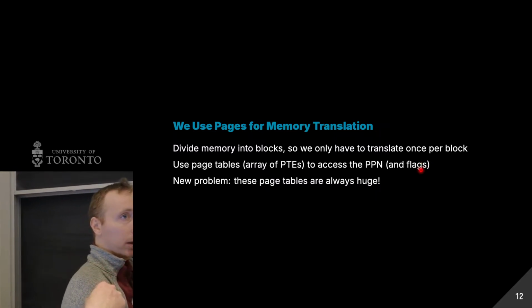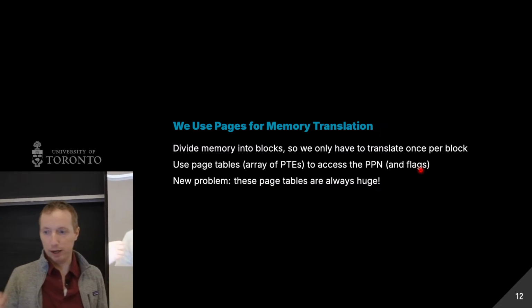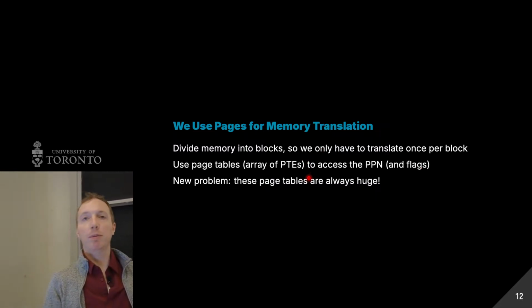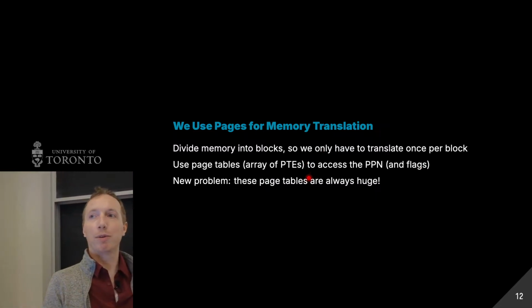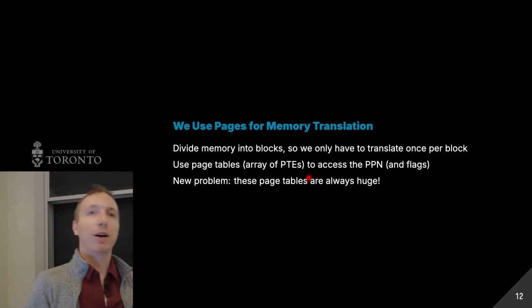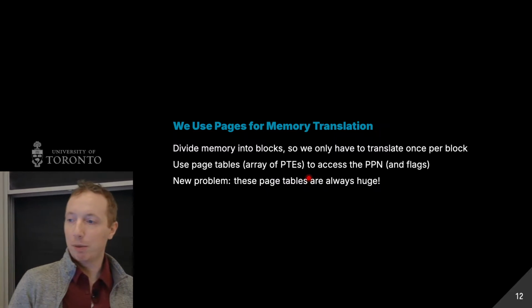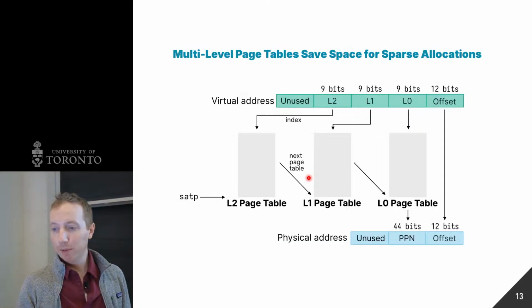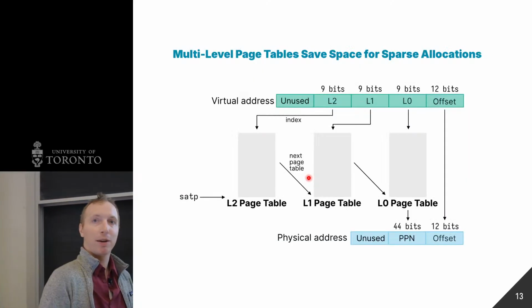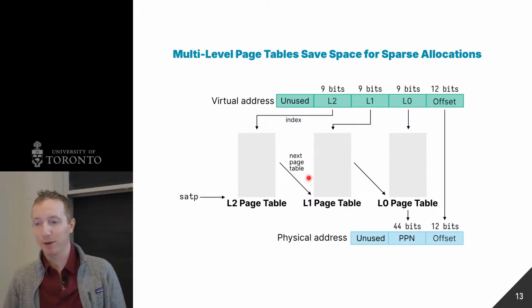At minimum, it would have to have at least a valid flag. So we had this new problem where we argued about, hey, the page tables are always huge. Just one big table for every process, not going to work. And then we got to everyone's favorite topic, which was multi-level page tables.